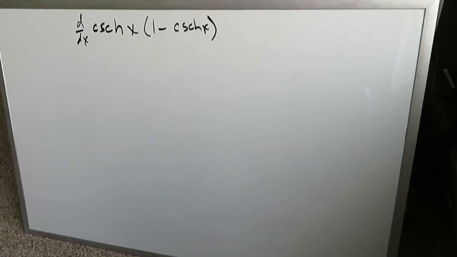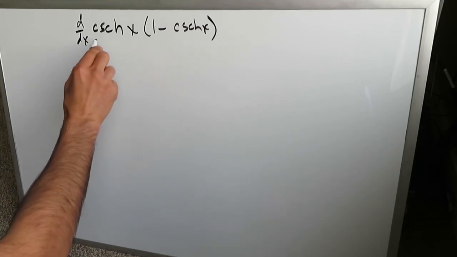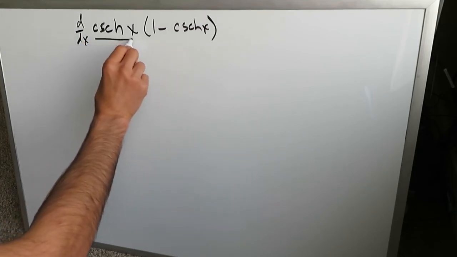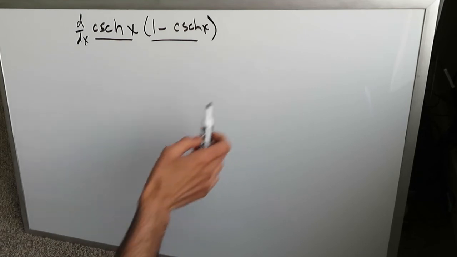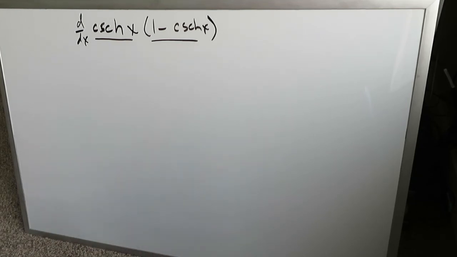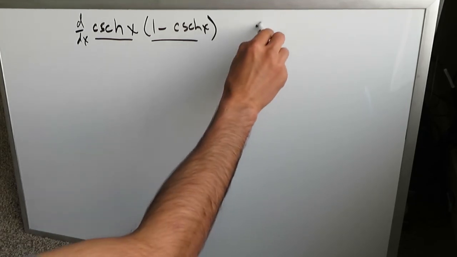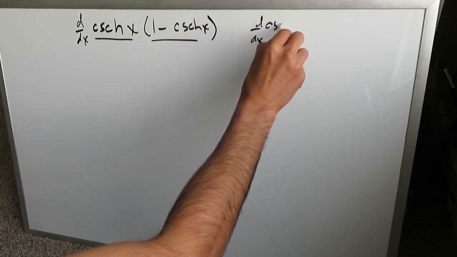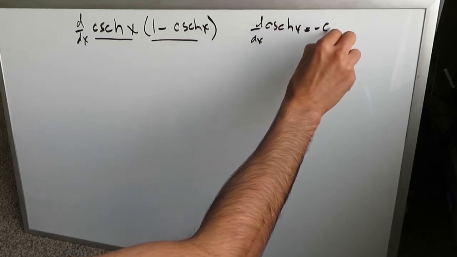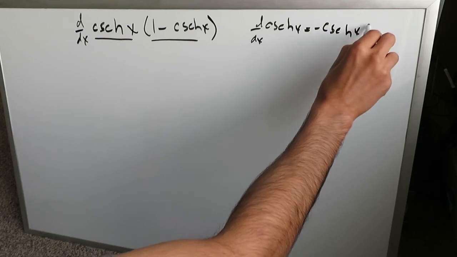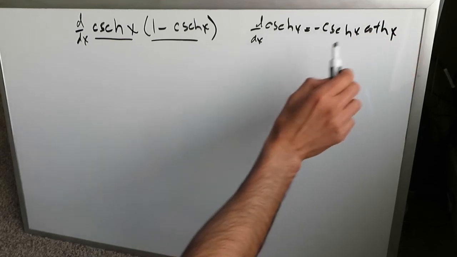Our question is this. Looks like a tricky question, but it isn't. If you're looking at it, you're thinking about the product rule. You have one function over here and you have one function over here, and you would be right. It is basically the product rule coming into play, and we know the derivative of the hyperbolic cosecant function is equal to minus csch x times hyperbolic cotangent.